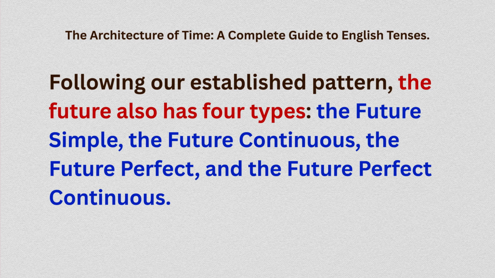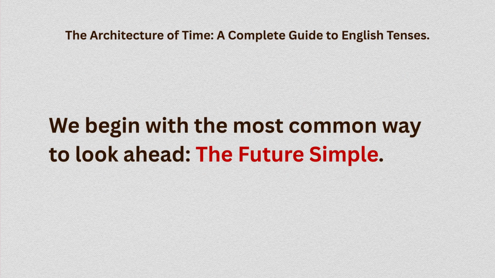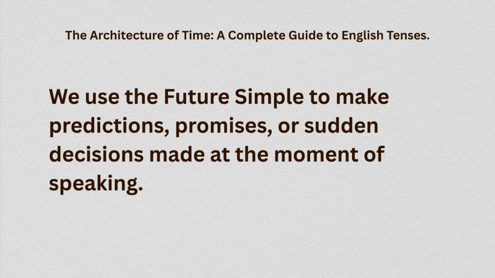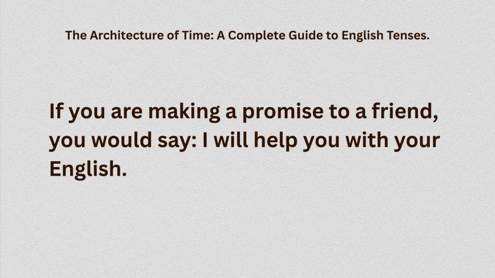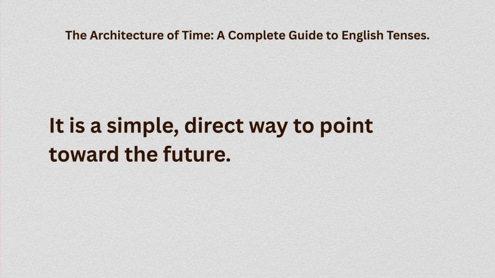We begin with the most common way to look ahead, the future simple. We use the future simple to make predictions, promises, or sudden decisions made at the moment of speaking. The most common way to form this is using the word will. If you are guessing the weather, you might say, I think it will rain tomorrow. If you are making a promise to a friend, you would say, I will help you with your English. It is a simple, direct way to point toward the future.